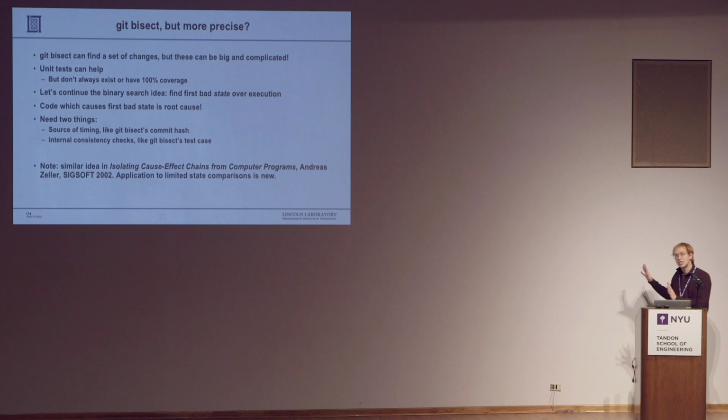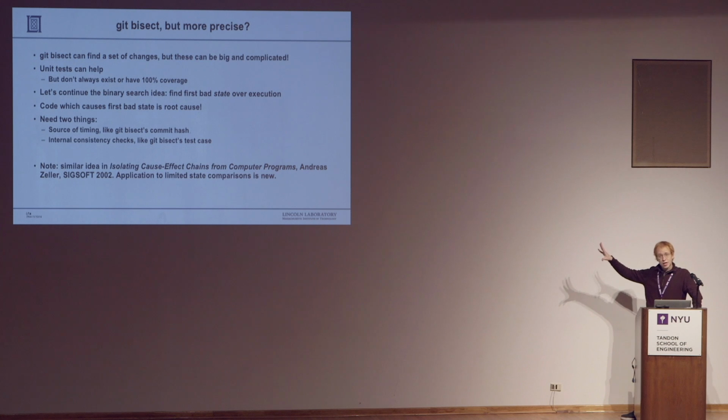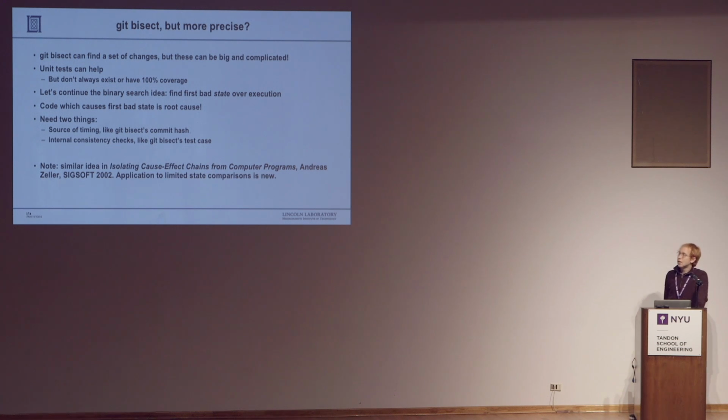These are kind of abstract terms. Often the record replay bugs are caused by a fairly complicated set of circumstances. So what we need to make this work is a source of timing in the record replay system, like git bisect's commit hash is the source of timing that they use. That's the thing that you're doing the binary search over. In a traditional binary search, it would be the array index. And we need an internal consistency check, like the git bisect test case, which in our case can just be comparing record state against replay state.